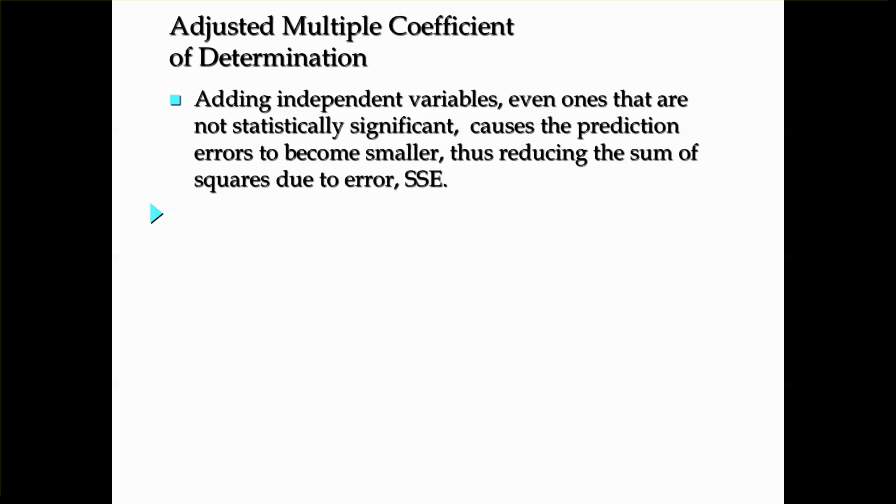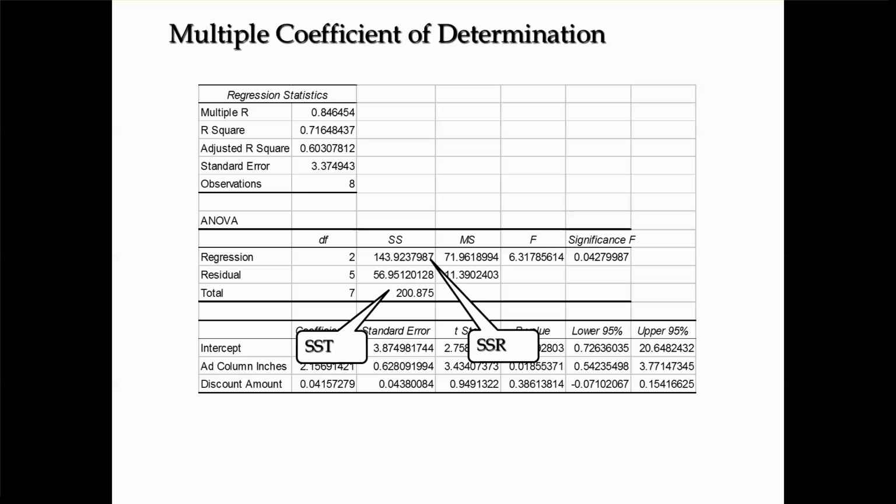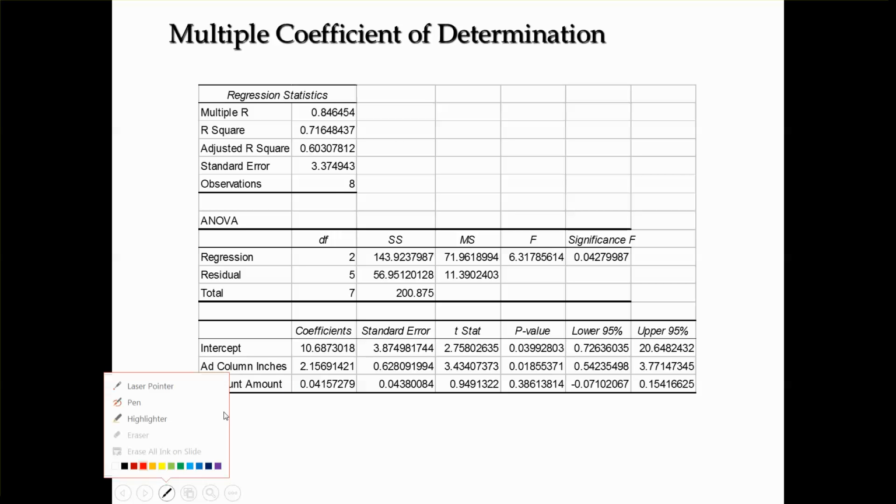Now I want you to know that instead of doing the calculation to find the adjusted coefficient of determination, you can also find it in our Excel output. Again, look at the regression statistics. The adjusted R square is below our R square. That is our adjusted R square. Instead of doing the calculation, you can directly find the statistic from the Excel output.